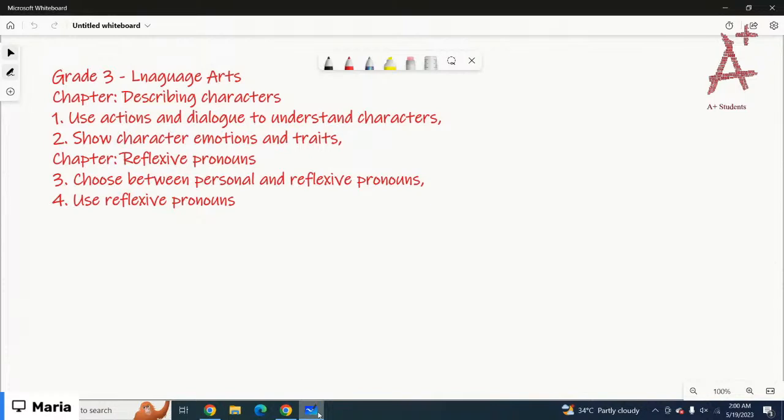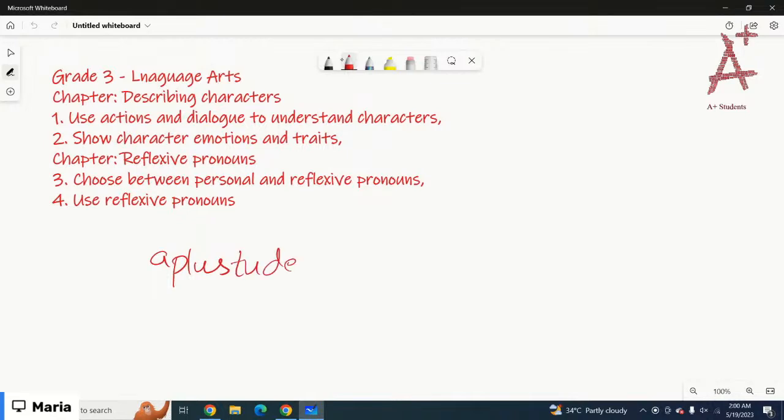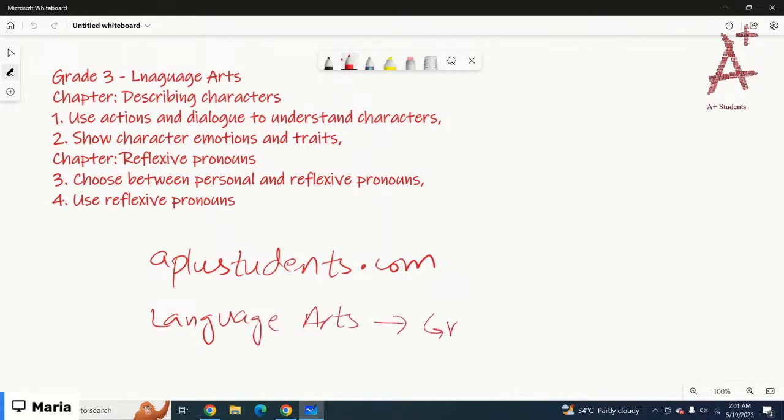We're going to start with grade 3 language arts. You can find all the lessons on aplusstudents.com. You have to log in there using your email address and the password provided by the administrator. Then you have to select language arts from the subject tab. Scroll down to grade 3 and then click on view all lessons. There you can find a list of the chapters.